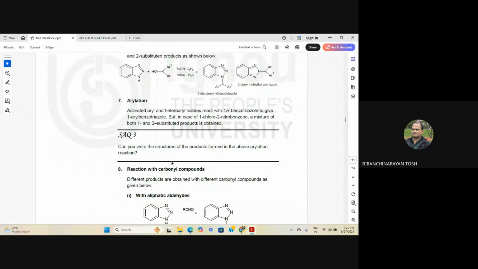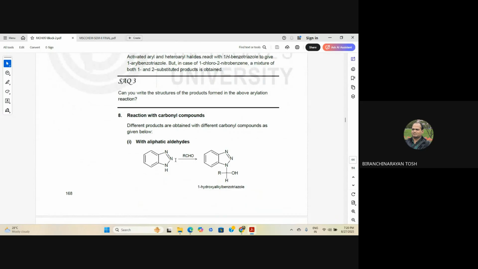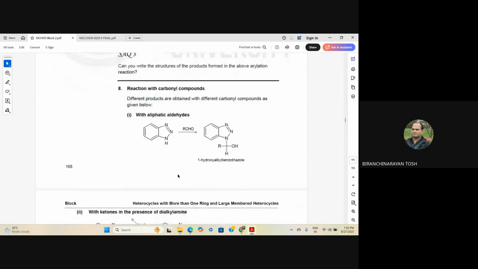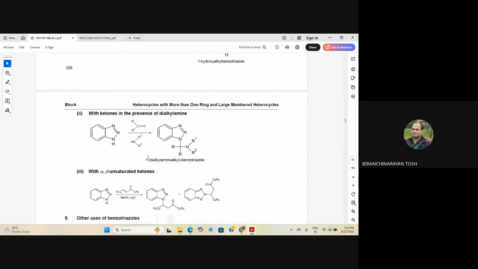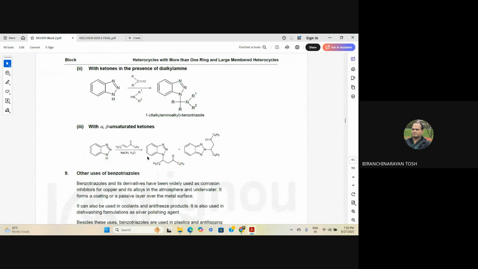Then reaction can also be done with carbonyl compounds, with aldehyde or ketone. It will give the addition product converted to hydroxyl derivative. So 1-hydroxyalkyl benzotriazole will form. When with ketone in presence of dialkyl amine, what will happen? This amine group will be attached there. So 1-dialkyl aminoalkyl benzotriazole will form. If alpha beta unsaturated ketone, then at the unsaturation point it will be attached there. So we'll get this type of compound.